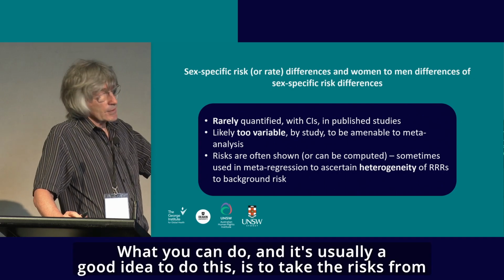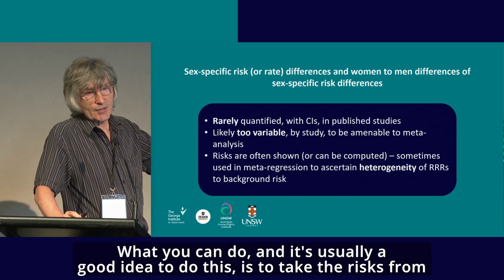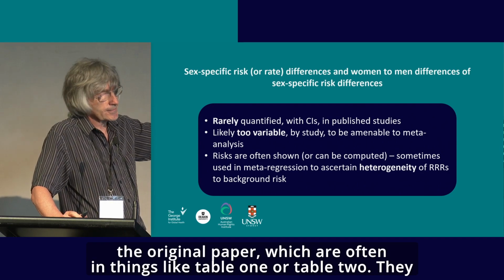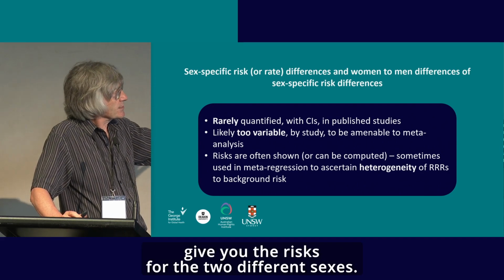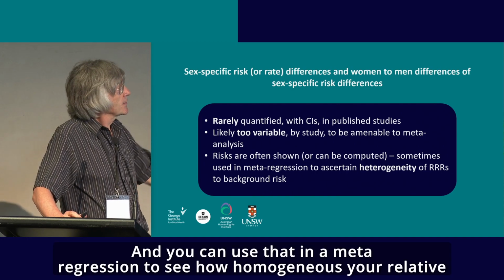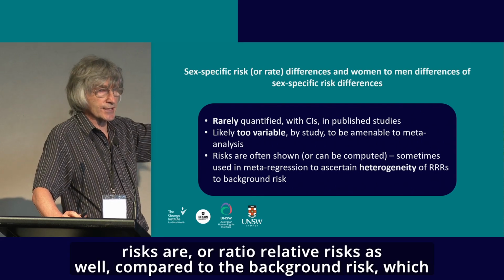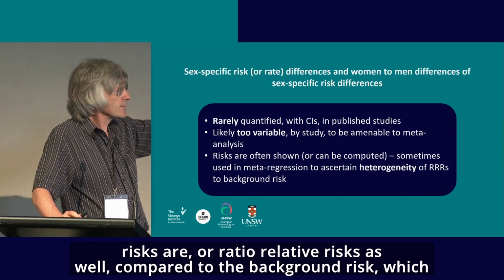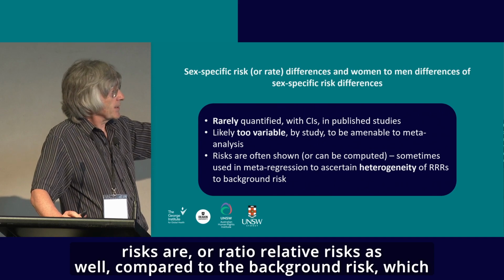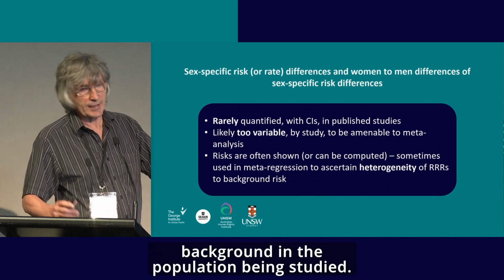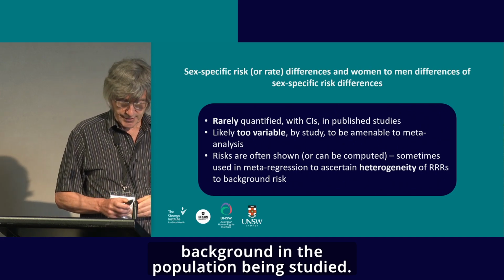What you can do, and it's usually a good idea to do this, is to take the risks from the original paper, which are often in things like Table 1 or Table 2. They give you the risks for the two different sexes, and you can use that in a meta-regression to see how homogeneous your relative risks are, or ratio of relative risks as well, compared to the background risk, which is what the risks are really telling you, the background in the population being studied.